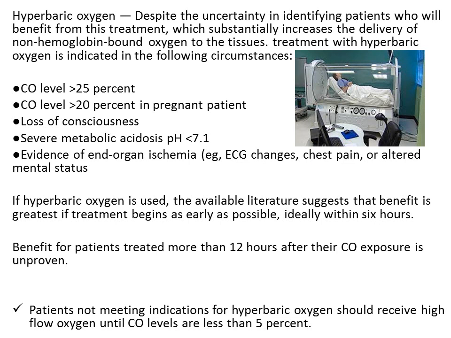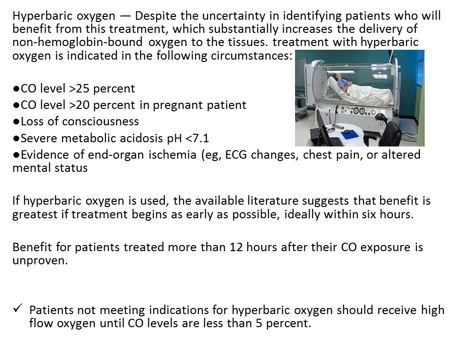The indications are clear and straightforward: CO levels more than 20-25%, CO level more than 20 in a pregnant woman because she has another baby inside the body, loss of consciousness, severe metabolic acidosis like pH less than 7.1, and evidence of end organ ischemia like ECG changes or troponins or somewhere else.